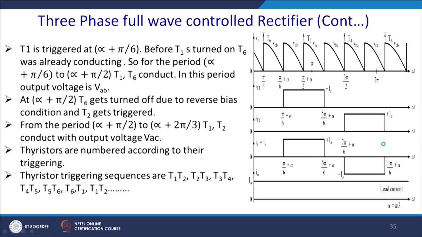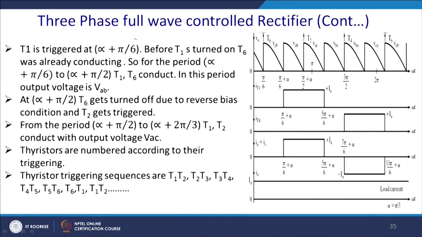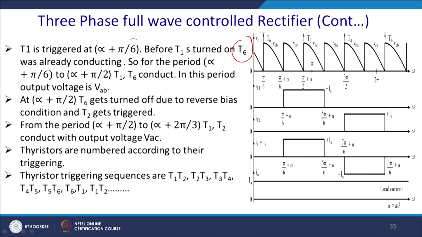So, here it is, same as we have discussed in case of the diodes. It is triggered for an angle alpha, pi by 6 before T1 is turned on. T1 and T6 are conducting; T6 is already conducting and T5 was the outgoing thyristor. So the period is alpha plus pi by 6 to alpha plus pi by 2, where T1 and T6 are conducting.